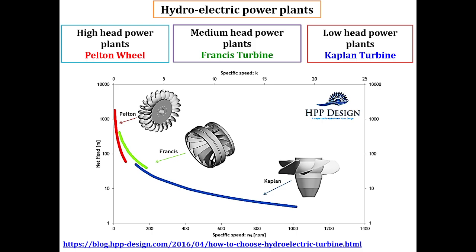The graph on this slide illustrates how these turbines are associated with different ranges of head and specific speed. So, a simple way to remember this classification is: high head, Pelton; medium head, Francis; low head, Kaplan. The selection of the turbine depends mainly on the available water head and operating conditions.